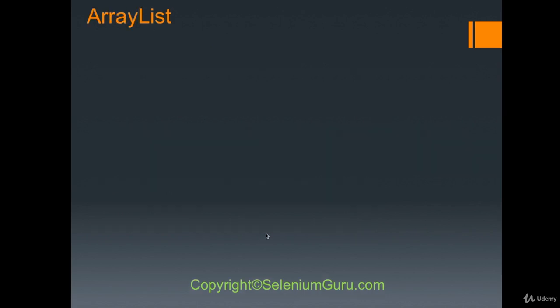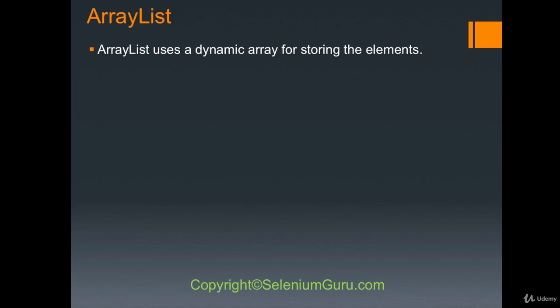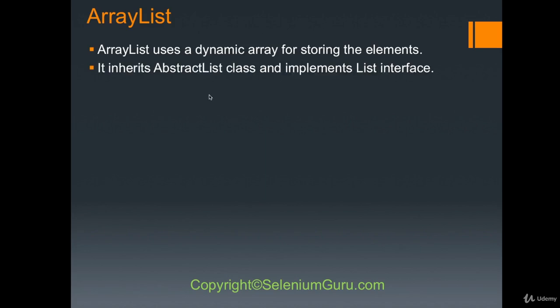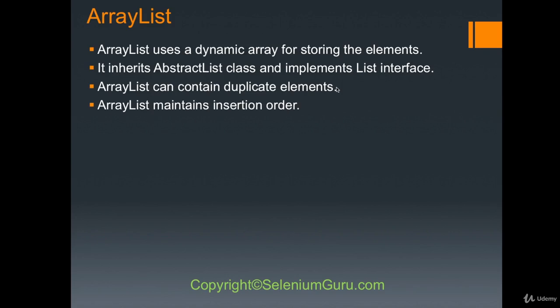Now, as you know that ArrayList implements the list, let's learn about what ArrayList is. ArrayList uses a dynamic array for storing the elements. That's why we use ArrayList instead of an array, because ArrayList is very dynamic. It inherits the AbstractList class and implements the list interface. ArrayList can contain duplicate elements. ArrayList maintains insertion order.